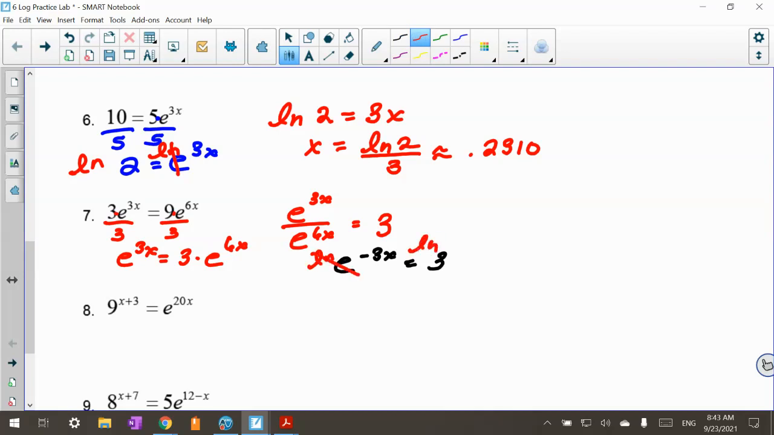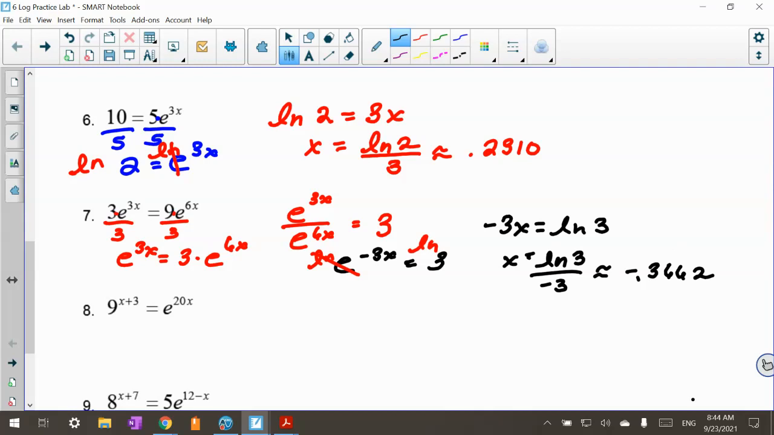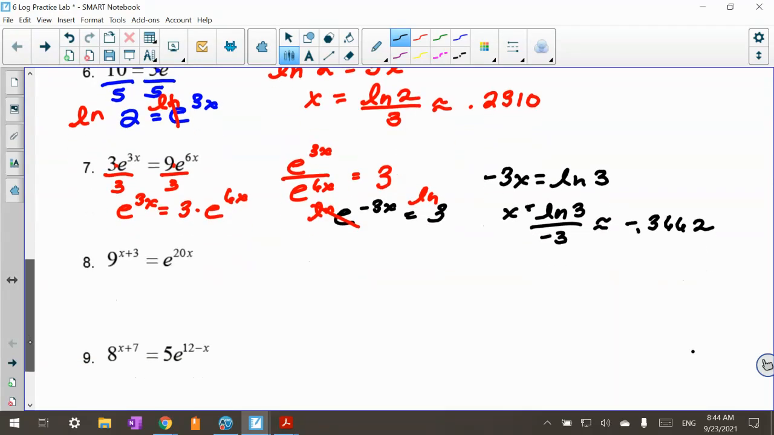Thanks for playing. So I have negative 3x equals the natural log of 3. Then I'm going to divide by negative 3. So I have x equals the natural log of 3 divided by negative 3. And when I put that in my calculator, I get negative 0.3662. Okay.